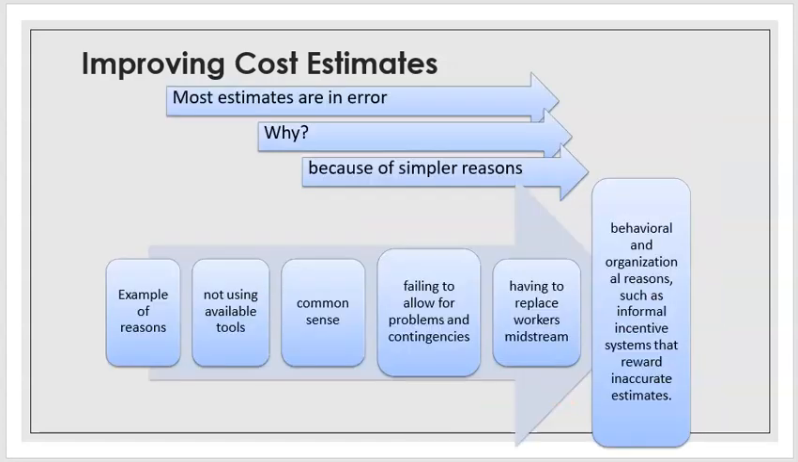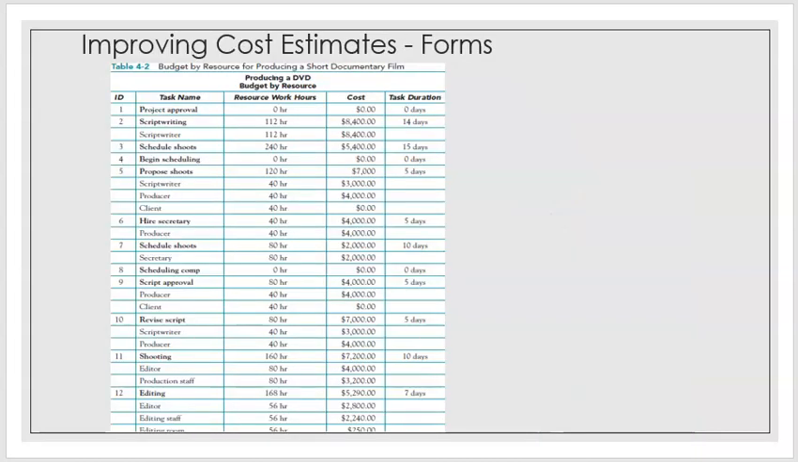So, improving cost estimate. Most estimates are in error. Why? Because of simple reasons. Examples of reasons are not using available tools or not using common sense, failing to allow for problems and contingencies, having to replace workers midstream, and behavioral and organizational reasons such as informal incentive systems that reward inaccurate estimates.